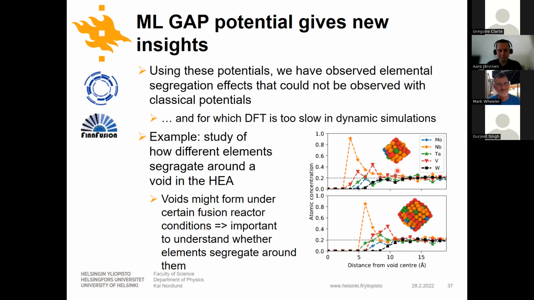And one of the many things we have studied so far is what happens on the inside of a void, an empty space inside a material. This is something which may happen in reactors. And it turns out that in this high entropy alloy, instead of having random atom configurations around the void, niobium is strongly enhanced at the inside of the void, and then also to some extent vanadium is enhanced in the vicinity, which is something we couldn't have done this study without these machine learning potentials.